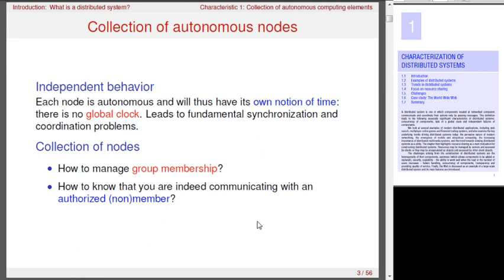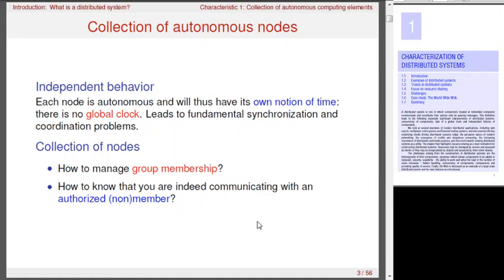So what we are saying is a collection of autonomous nodes means independent behavior. Since all the computing devices are autonomous, they have their own notion of timing. So we don't have one centralized clock. In that case, for some of the processes which are running, sometimes we need a stepwise execution: step 1, step 2, step 3 and so on.